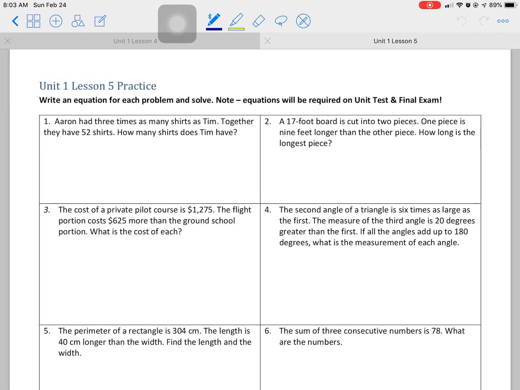So let's try some of these here. Aaron had 3 times as many. So 3 times as many. That's a part problem. Let's just do that first, and then we'll do the practice on another. That's a part problem, right? We're comparing shirts. He has 3 times as many shirts. So something's going to be x, and something's going to be 3x. Okay. 17-foot board cut into 2 pieces. One's longer than the other piece. This is a part problem. Okay. One is 9 longer, so one's going to be x and one is going to be x plus 9.